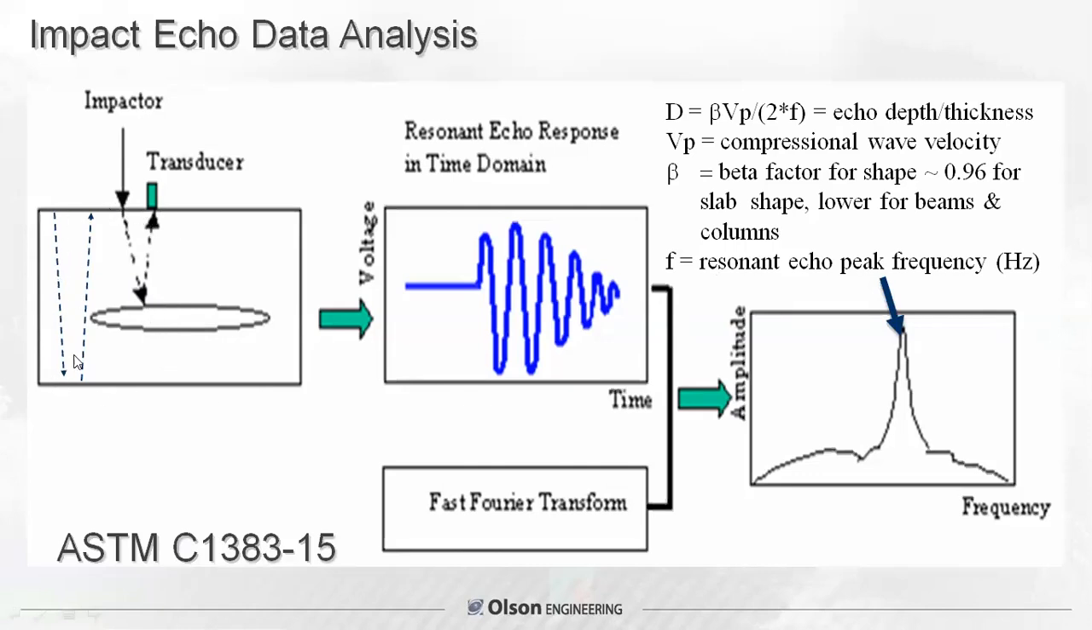And you're measuring the depth of the bottom of the slab, similar to the sonic echo method. However, because it's so short, the echoes in time domain are very difficult to pick out. So we run it through a fast Fourier transform, and in the frequency domain, the impact echo method produces a single nice clear resonant frequency peak that corresponds to the depth of the slab or the feature that you're measuring. The depth is equal to a beta factor, which is essentially near 1, times the velocity divided by 2 times that frequency peak. Similar equation to the impulse response method if you were listening earlier.